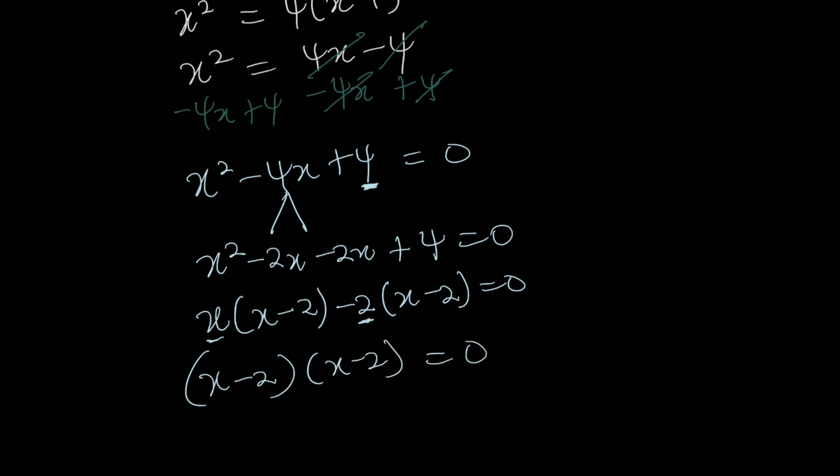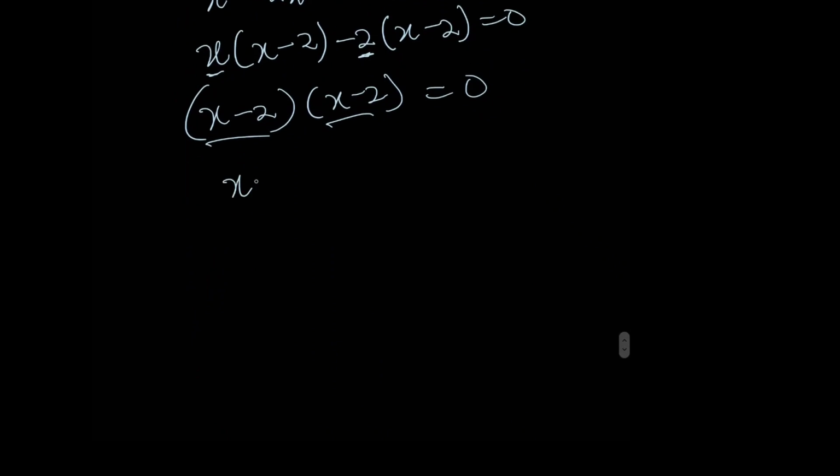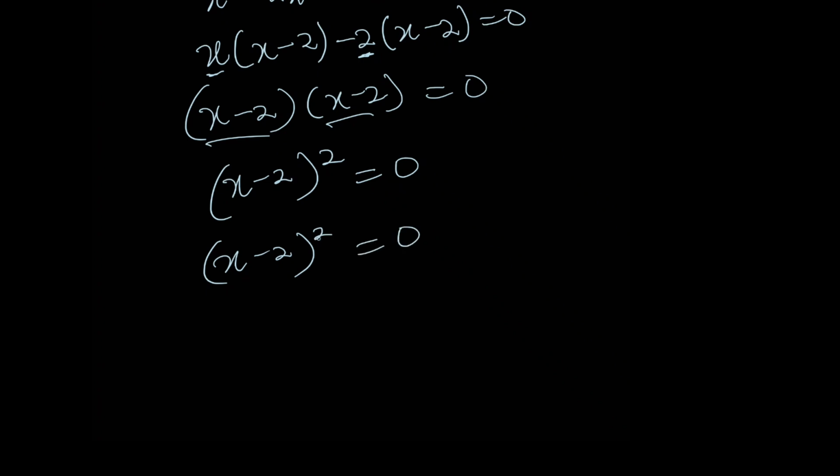But over here, x minus 2, they are the same and they are multiplying. So we can rewrite it this way. X minus 2 all square equals 0. So to take away the square, we can find the square root of both sides. So this cancels this. And then square root of 0 is 0. Okay. So x minus 2 equals 0.